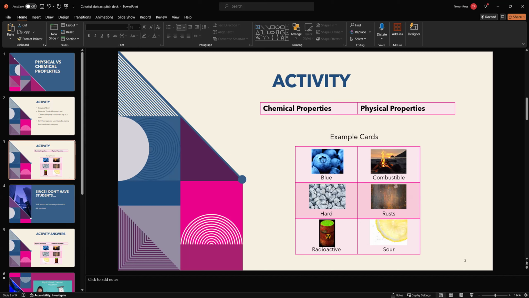Now, these are not sorted correctly, so don't memorize this layout because these are not correct. There might be some that are, but most of them are not. So for example, here we have a picture of blueberries. The property that I want you to look at is blue. It's the written word right below the picture. Here we have a fire going on. This is combustible, okay? Wood is combustible.